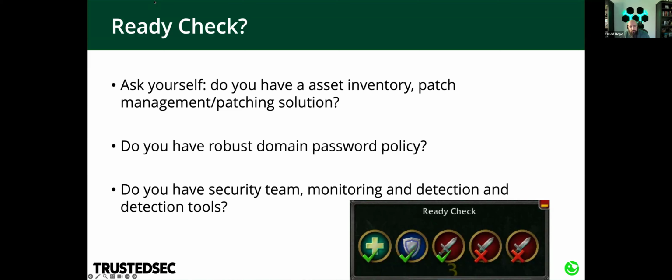And then the other thing is, do you have a security team? Do you have folks that you can rely on and trust to help handle the security tasks, such as the patching, inventory management, things like that, as well as monitoring, detection, and detection tools?